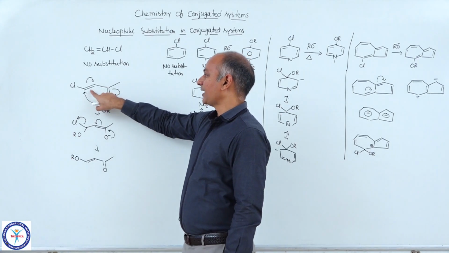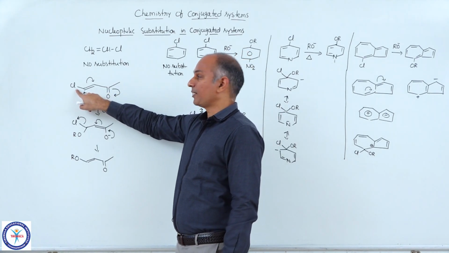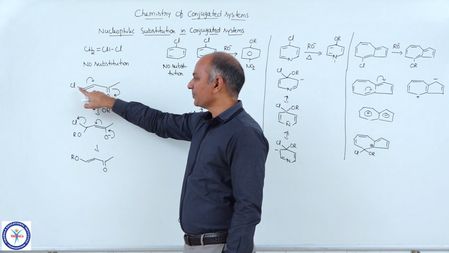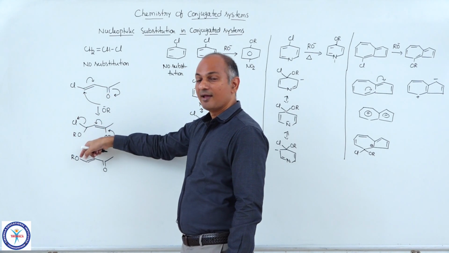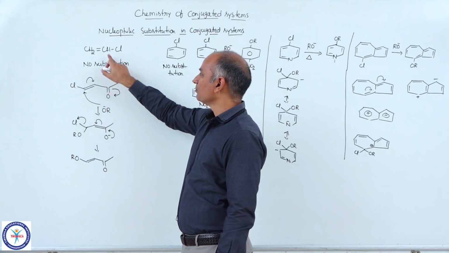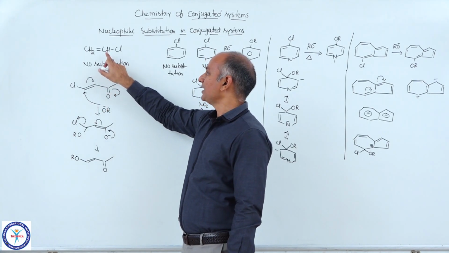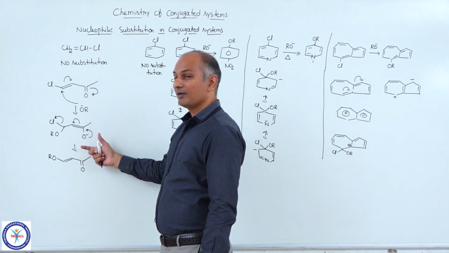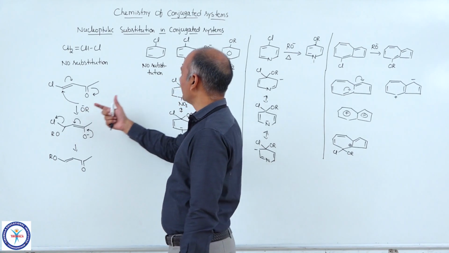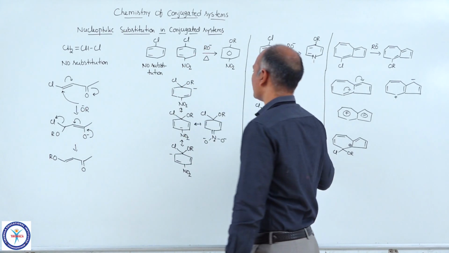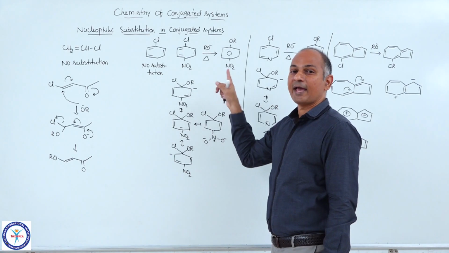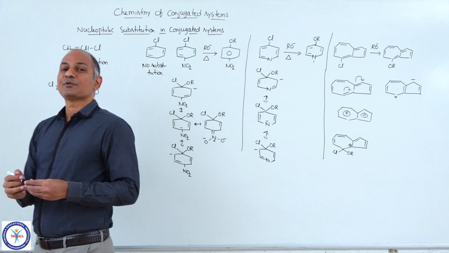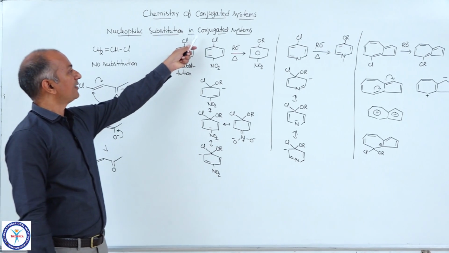Actually this is a vinylic type of chlorine. But because of the presence of this electron withdrawing group, the replacement of that chlorine has become easier. And in the absence of such a group, the replacement of this chlorine is simply impossible. So this example is very much similar to these examples which you already know, nucleophilic aromatic substitution. So this is something about nucleophilic substitution in conjugated systems.